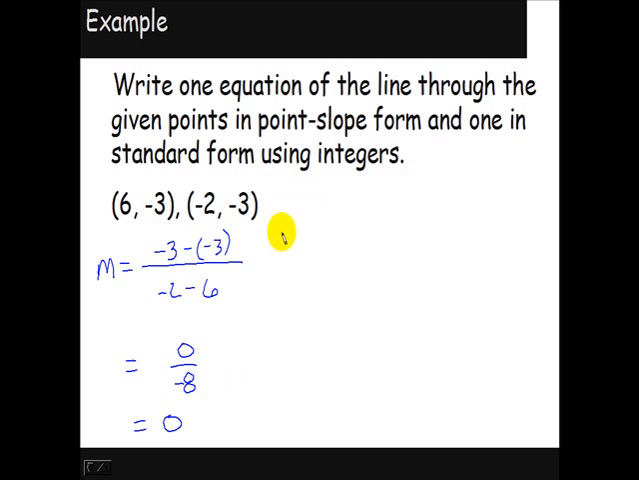Therefore, my equation in point slope form, y minus y1, let's go ahead and use the first point. It's going to be y minus negative 3, which is plus 3, equals 0 times the quantity x minus 6. Well, 0 times anything is 0, so this whole thing is just y plus 3 equals 0, which is the same as y equals negative 3. This is how I would write my answer for both forms.